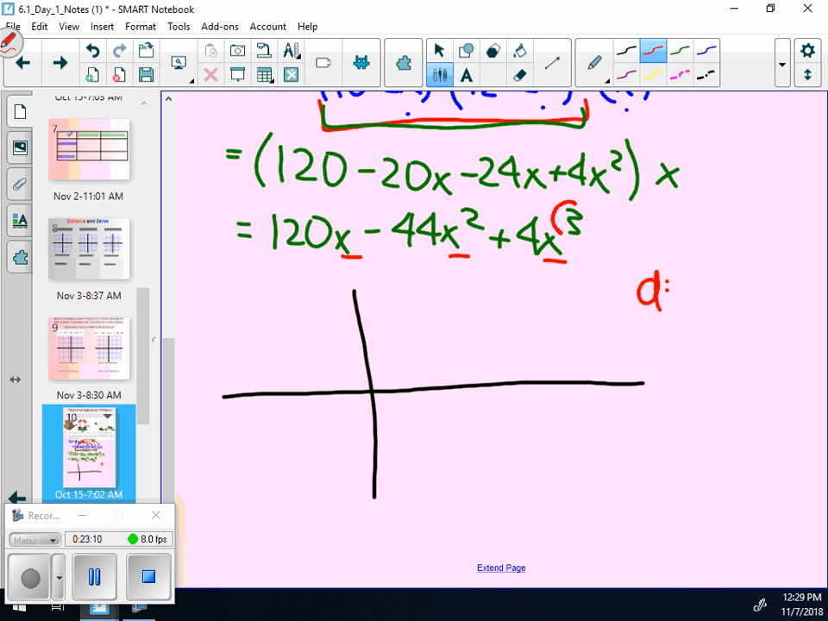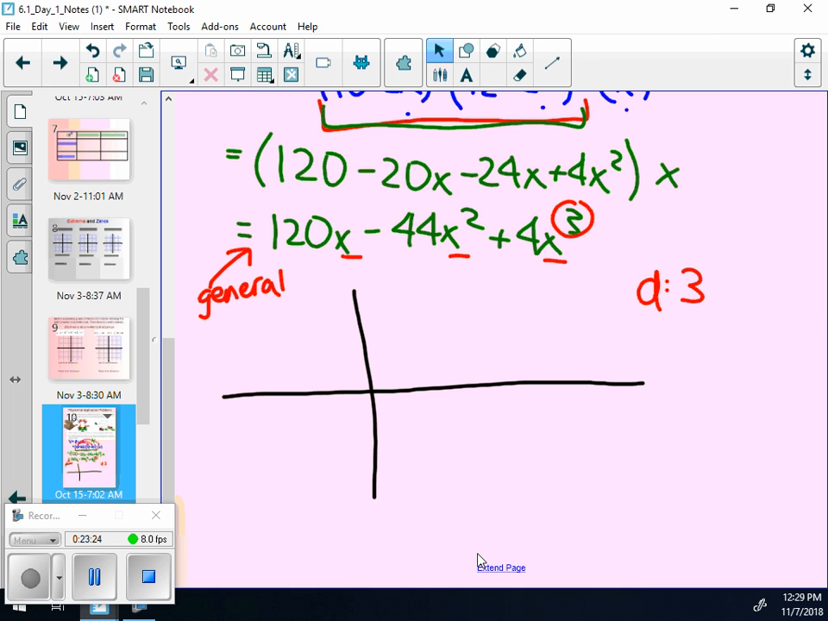Just need the largest one. So our degree here would be 3, because we are in the general form, and it's not factored out. Okay, we have the degree. What is the leading coefficient then? It's just this, which is 4.